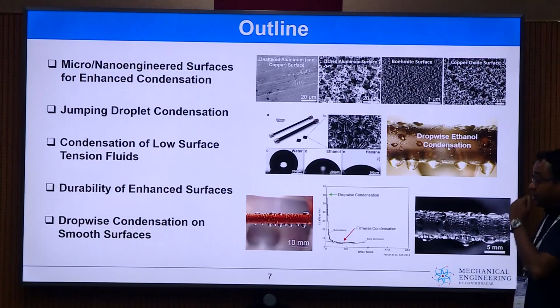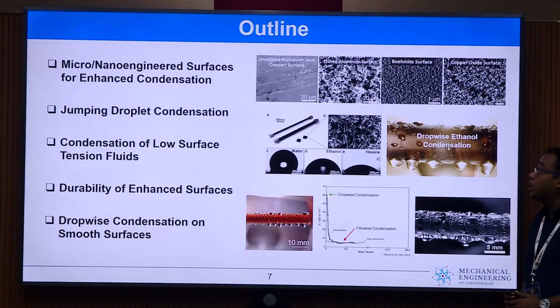So to give you a brief outline of what we'll cover, I'll start briefly with the different micron and nano-engineered surfaces that we can have, which can be helpful for enhanced condensation. I'll talk a little bit more in depth about a special type of condensation, jumping droplet condensation, where two droplets coalesce on these kinds of superhydrophobic surfaces, allowing them to jump off the surface, thereby enhancing condensation.